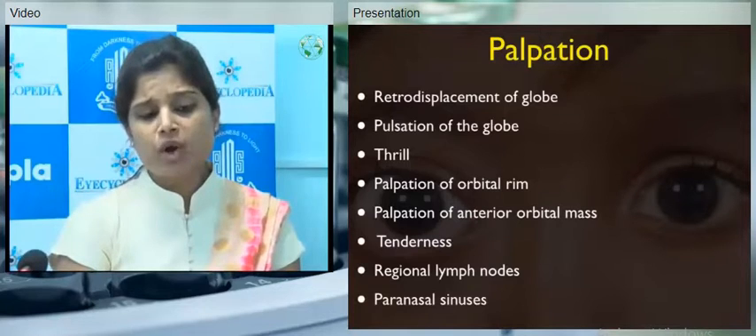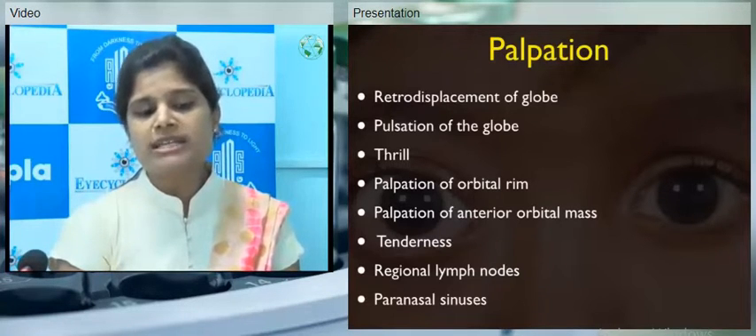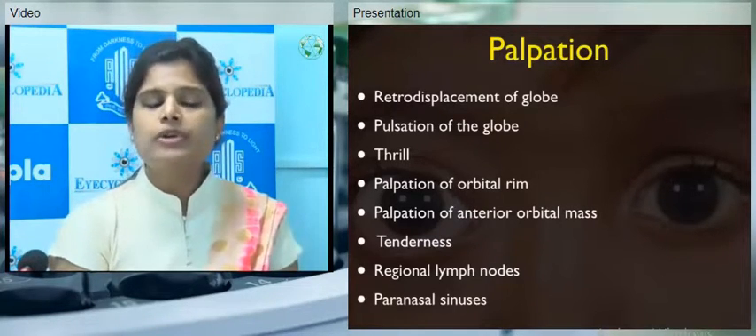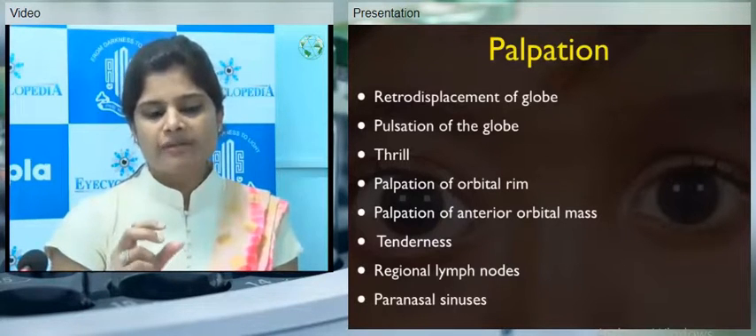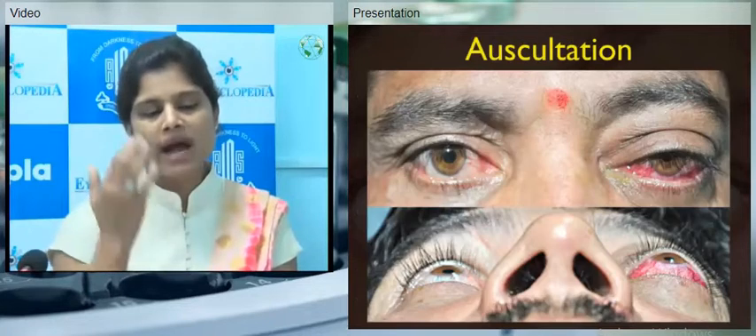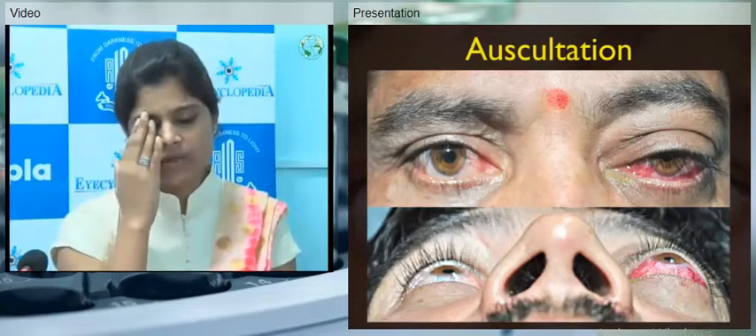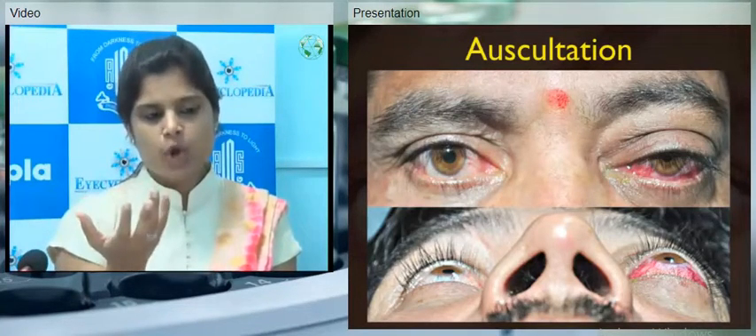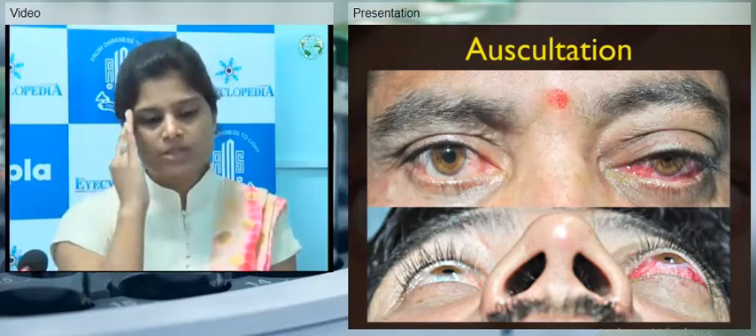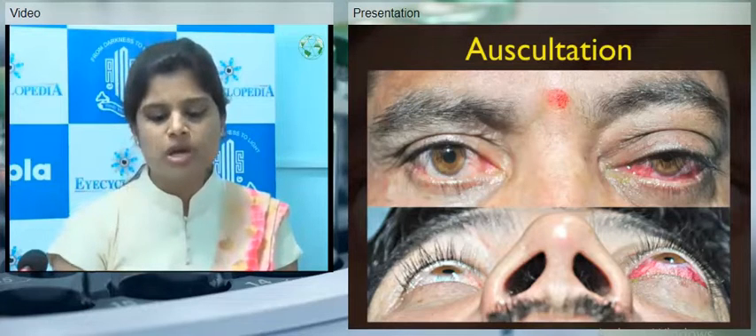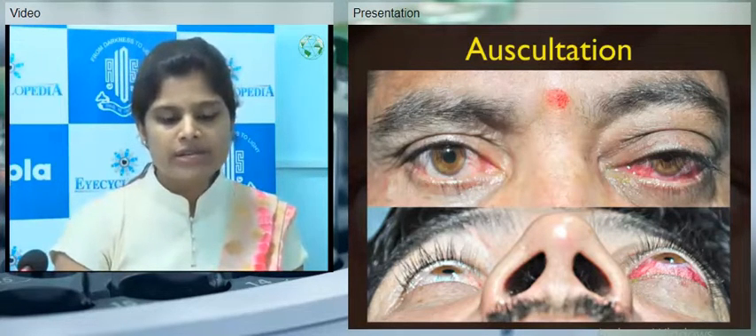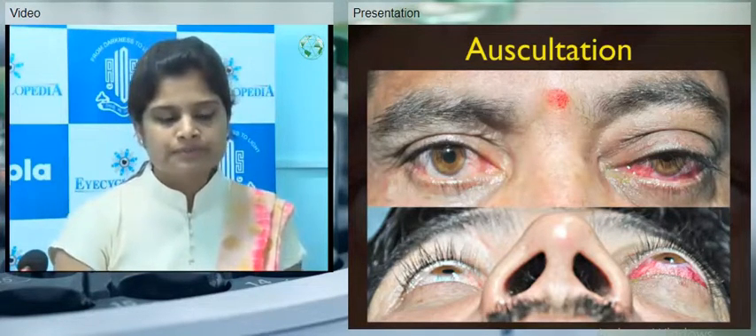When we do auscultation in these cases, we should remember that it is done with the bell of the stethoscope. We use the bell of the stethoscope, ask the patient to close the eyelid, place it on the eyelid and auscultate. Sometimes, if it is a high flow lesion, even placing it on the temporal fossa, you can hear the gushing sound.